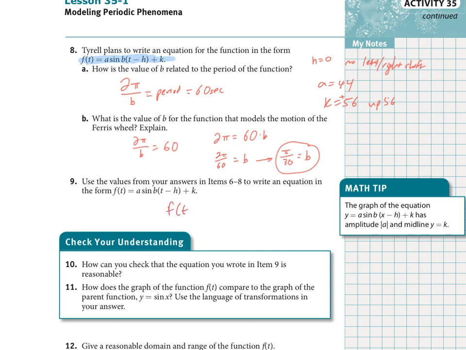So what is the height? F of t equals a. We know our a is 44. That's our radius of our Ferris wheel, or half the diameter. And then times the sine of b, which in this case is pi over 30.